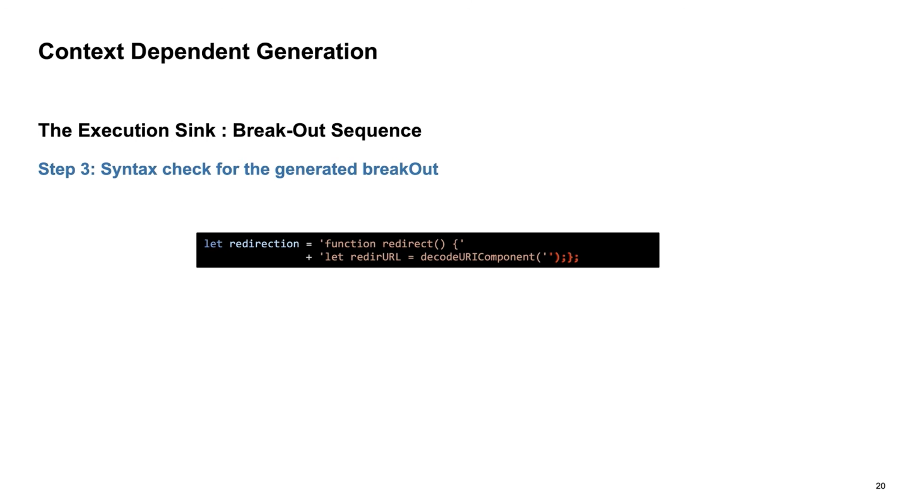Well, there are some differences between HTML and JavaScript injection. In fact, HTML is interpreted even if the syntax isn't 100% correct, whereas JavaScript code won't be executed if there exist some syntax errors. Therefore, a last check is done for the generated breakout sequence to assure that its syntax is correct.